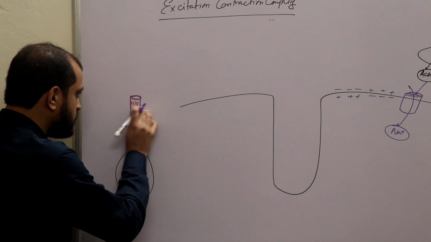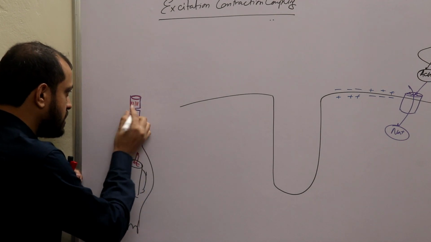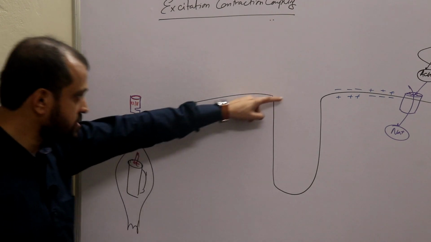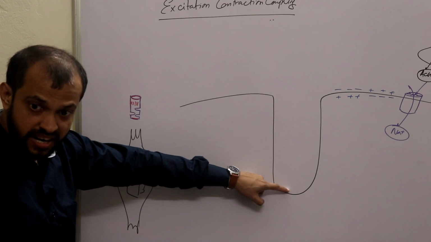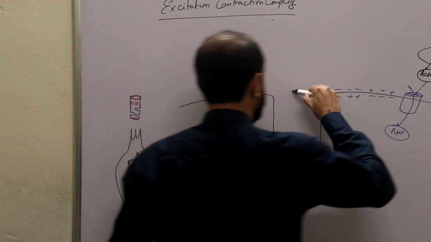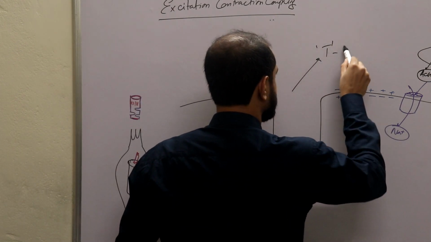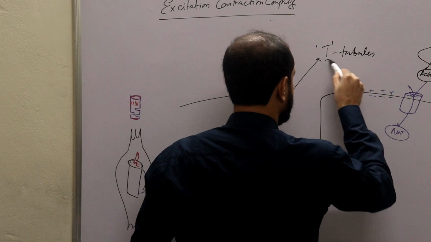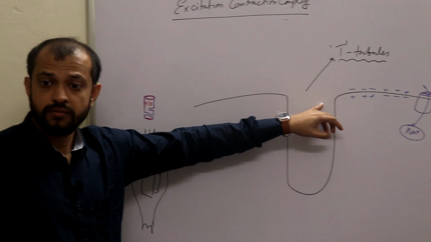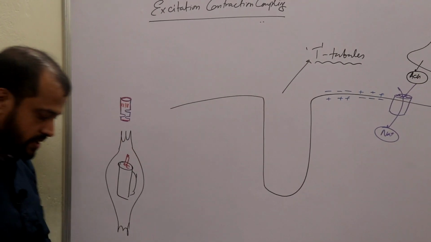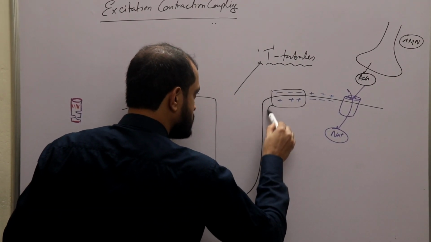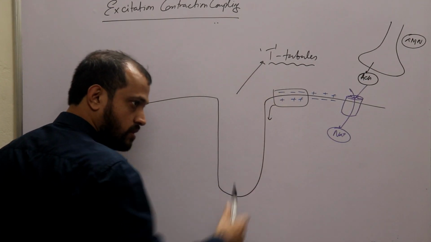Now listen, these muscle cell membranes have invaginations, and these muscle cell membrane invaginations are called T-tubules. Okay, they are known by the name of T-tubules. Clear? Now listen with all your attention. Now when these action potential changes travel towards the T-tubule, there is a change in the T-tubule.